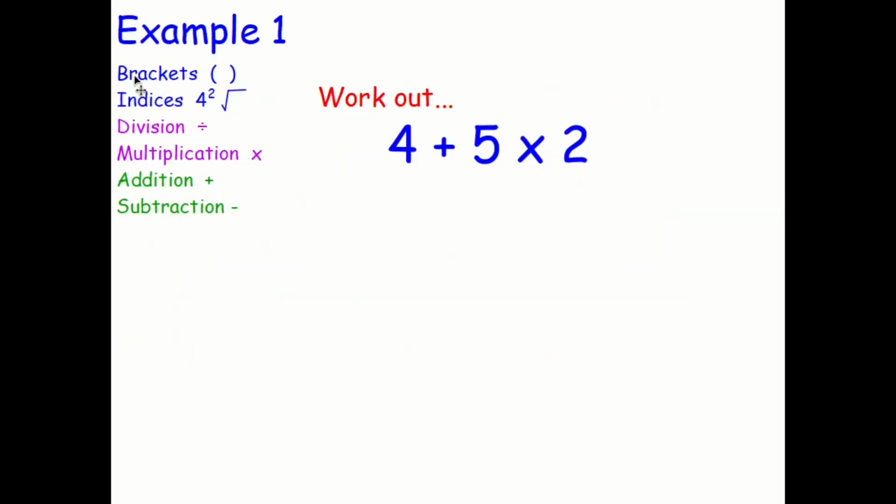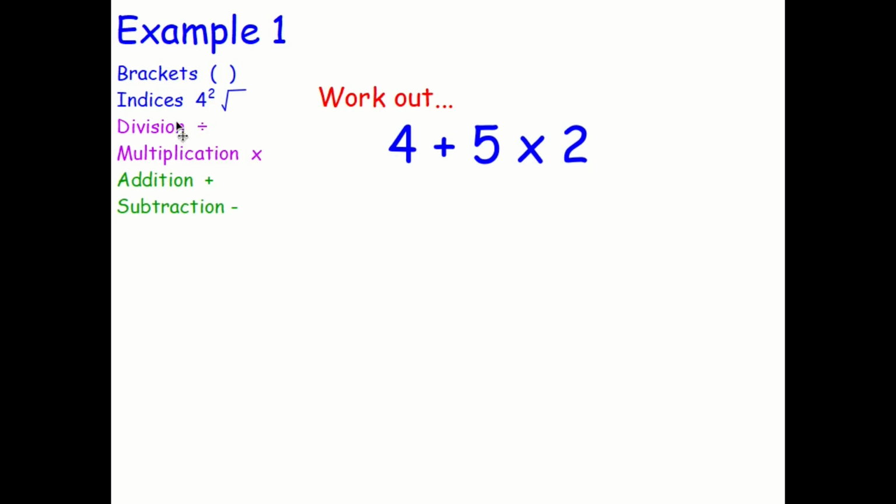Example number one, I've just got the order of things down here to remind us of what they are. It says work out 4 plus 5 multiplied by 2. So BIDMAS tells me that I've got to sort out any brackets first. I don't have any brackets here. Do I have any indices? Well, indices are things such as 4 squared, the power, or the order, or if there's a square root in there. Well, there aren't any of those in here.